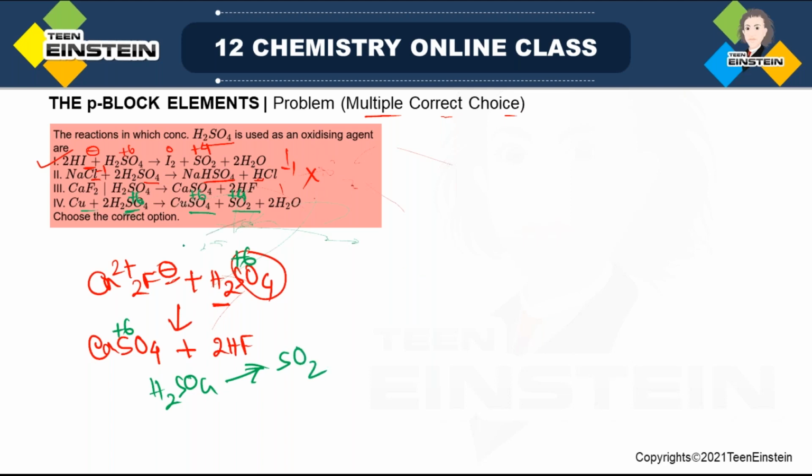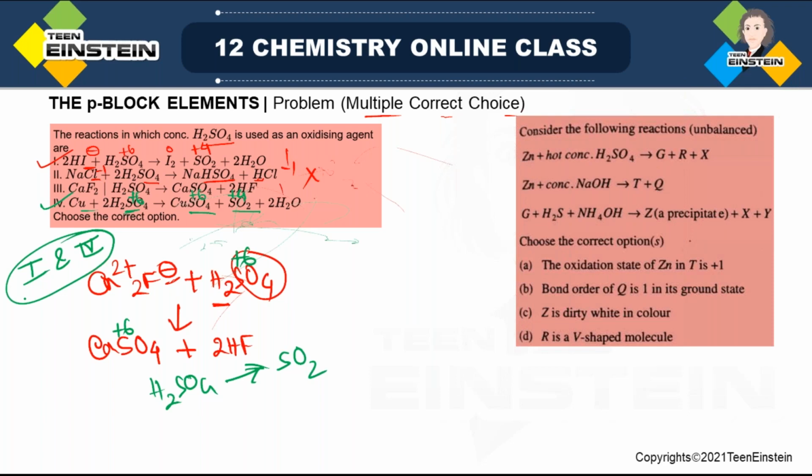So the last reaction is also an example of an oxidation reaction. So the correct options will be 1 and 4. Okay. Next problem.